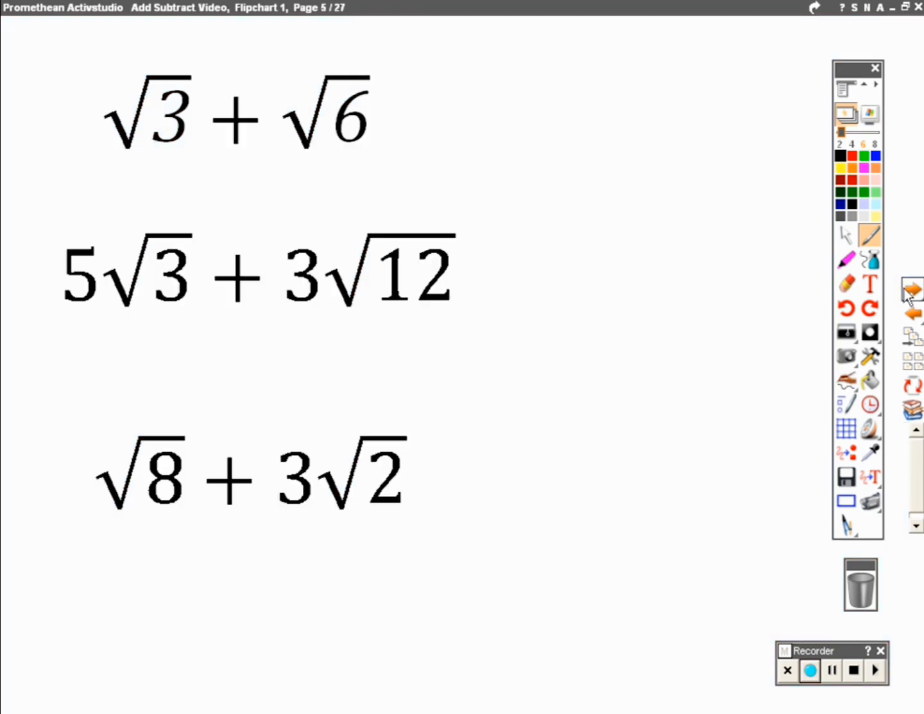So let's do a couple of examples. What were you going to do here? Were you going to try to put these together? You're not allowed. The answer to this is radical 3 plus radical 6. Remember, since the radicals are different, we really can't combine them.